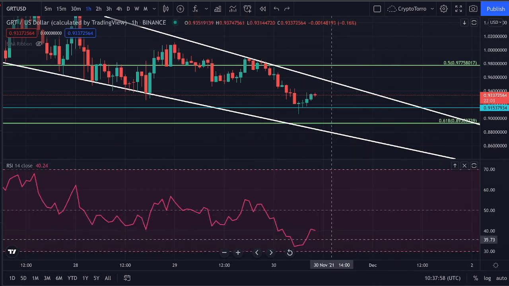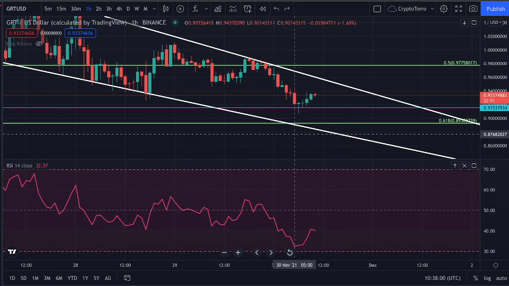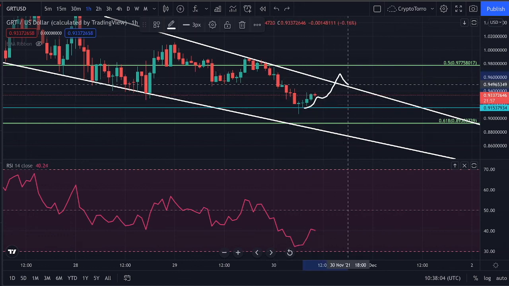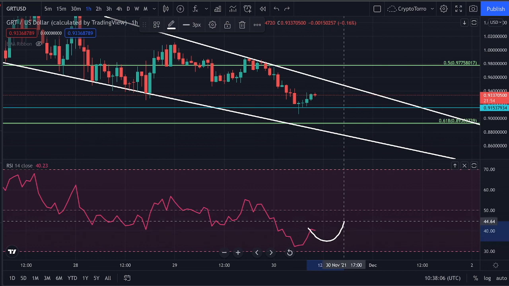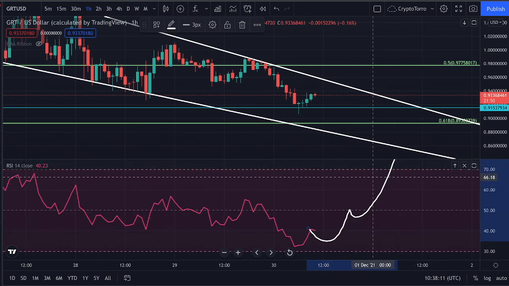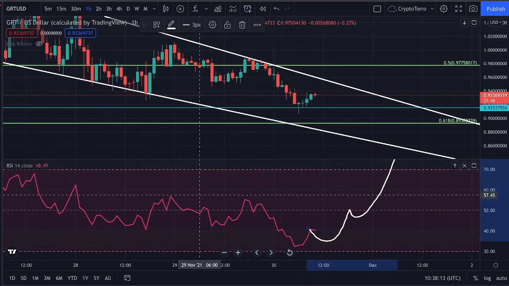So the RSI does actually look very good, especially if we are not going to see a breakdown, but we are going to see a further increase in price action. We still have plenty of space as well on the RSI before breaking out above the dotted line, and therefore I think it is very likely that we are actually going to see a further increase during the upcoming hours.